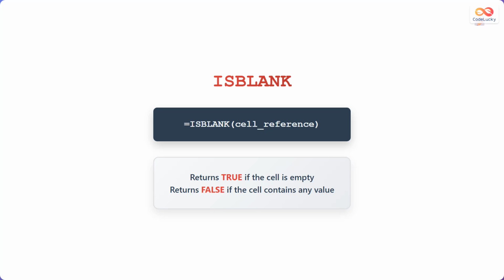The ISBLANK function checks if a cell is empty. The syntax is =ISBLANK(cell_reference). It returns true if the cell is empty and false if the cell contains any value.